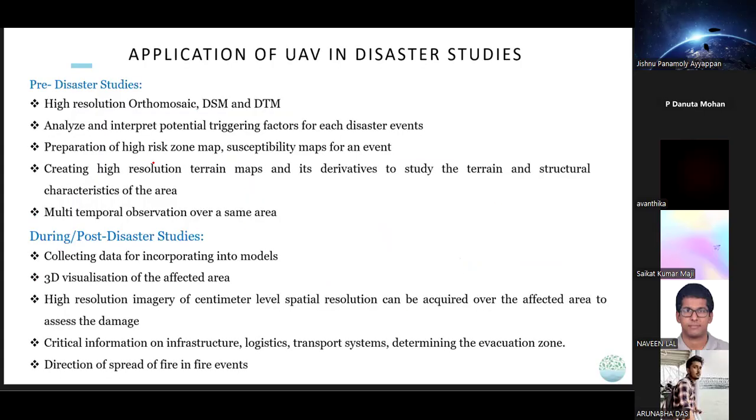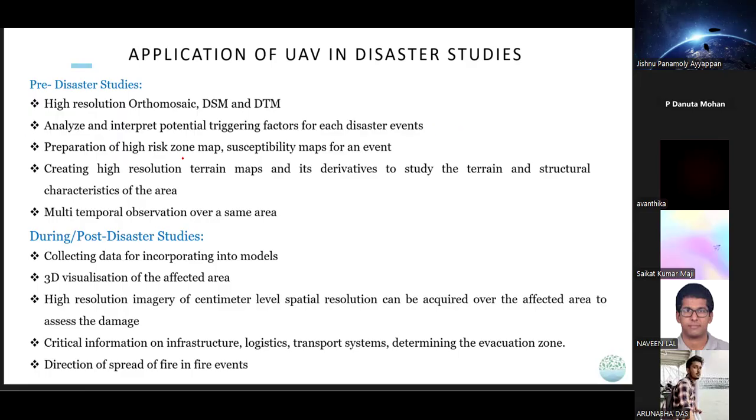I will just read it out once again because I've explained it once before. So in the pre-disaster studies, why do we use it? We have high resolution orthomosaics, DSM and DTM. We can model the future scenarios of hazards using these data sets. We can analyze and interpret potential triggering factors for each disaster event. Suppose in the case of landslide studies, landslide is the phenomenon, but there are a lot of triggering factors that play behind the scenes. So those high resolution data can also be acquired using the drone data.